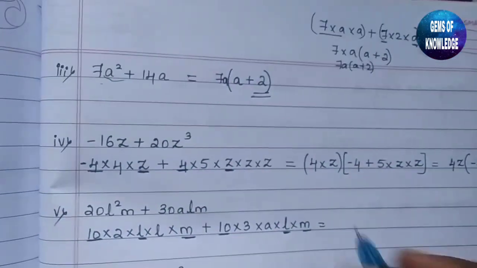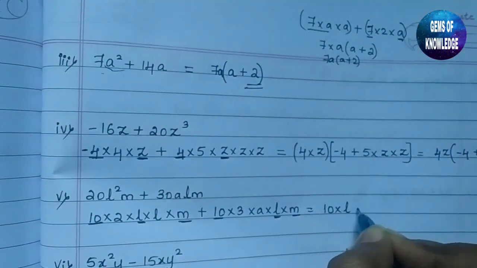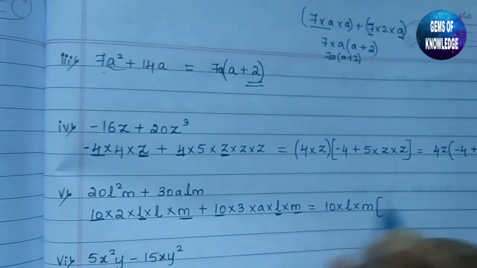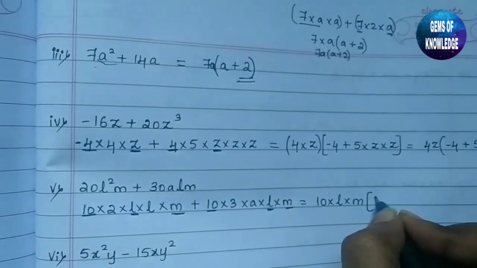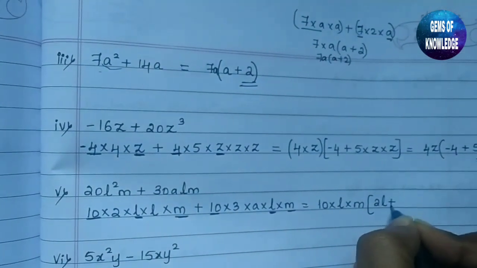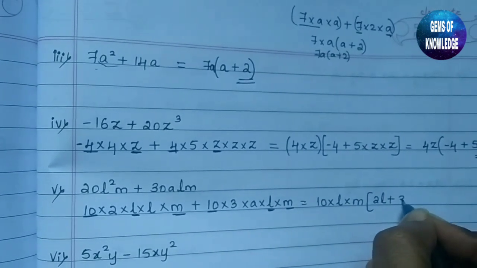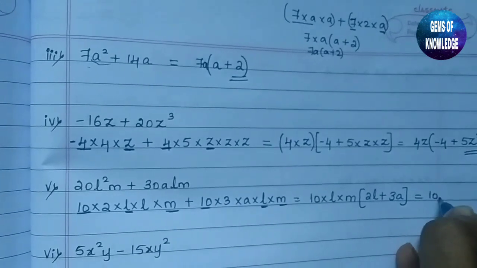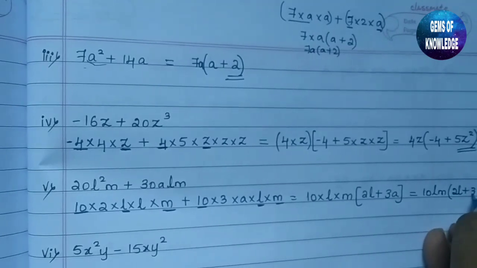Okay. So what are you going to write over here? 10 into L into M, which is common. So you have taken it outside. Then what is remaining here? 2 into L is remaining, that is 2L. In between, 1 plus is remaining. And again what is remaining? 3A is remaining. So your main answer will be 10LM into 2L plus 3A.